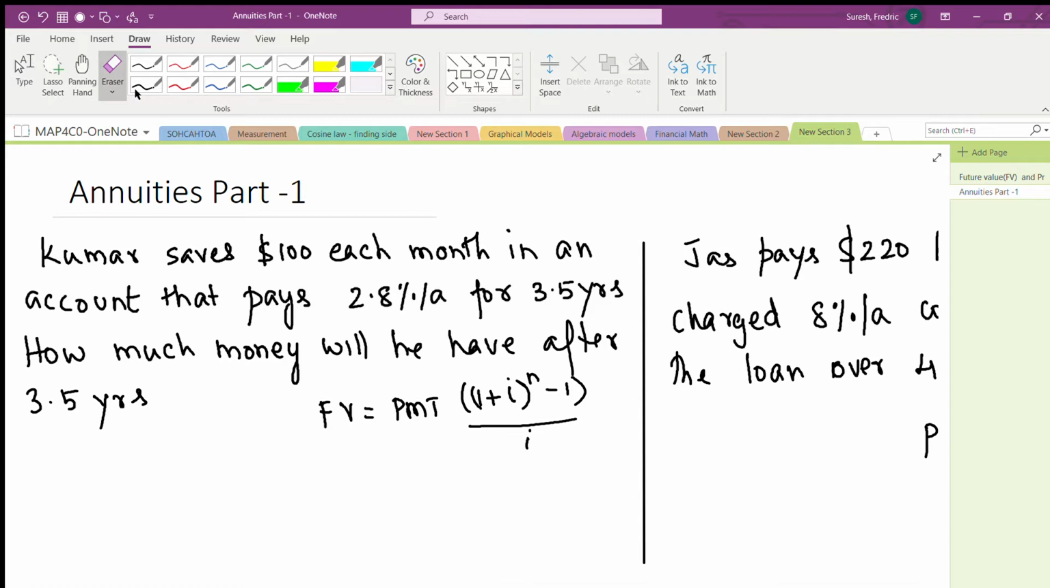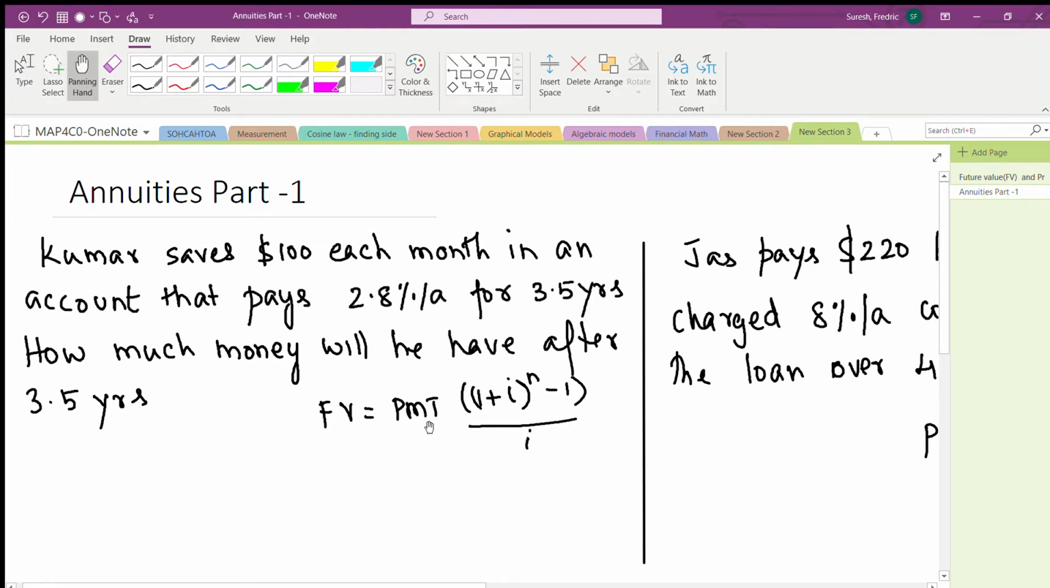So the formula that you have here looks like a very daunting formula. In this case, Kumar is making a payment of $100 every month in an account that pays 2.8% per annum, and he's doing that for 3.5 years. So this is an investment. How much money will he have after 3.5 years? If it's an investment or a saving, it is an FV problem because the money that you're going to have, the lump sum money, is going to be in the future.